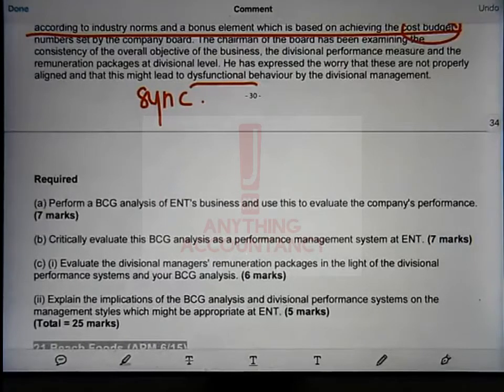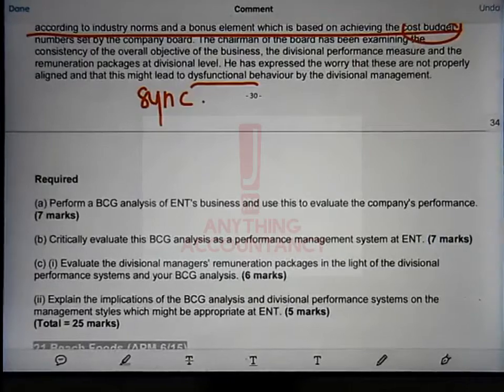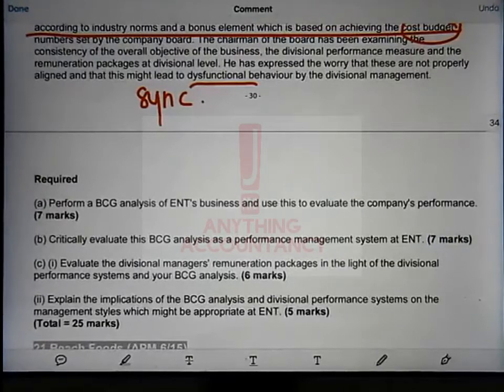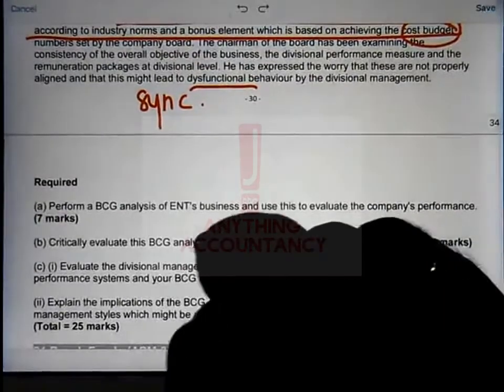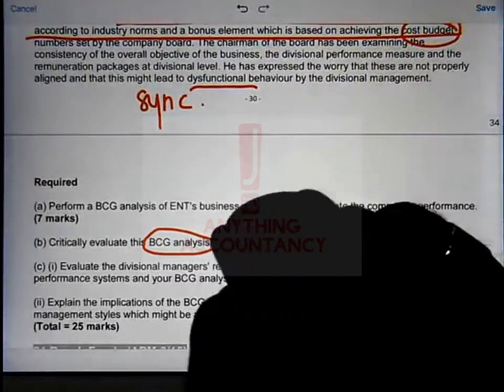Critically evaluate what's wrong with it and then say what the limitations are and all that. So the examiner doesn't say state the limitations of BCG. He puts it down as critically evaluate. Clear? So you do need to figure out the sentencing. You have to translate your examiner's requirement a bit. Got it? If he says critically evaluate, he's talking about the limitations of the model against the situation. Okay. Now, remember, critically evaluate BCG analysis as a performance management system.